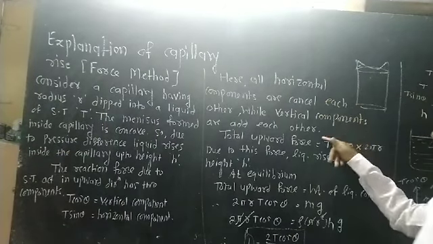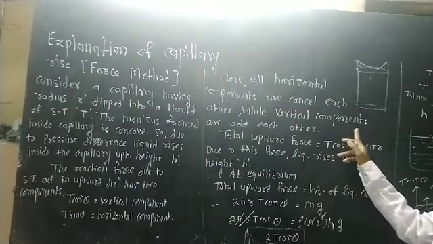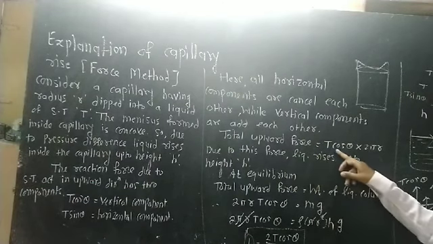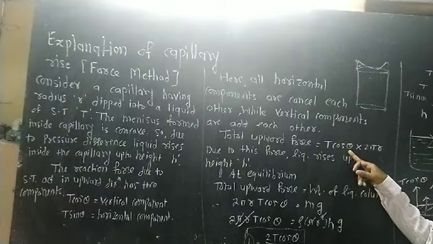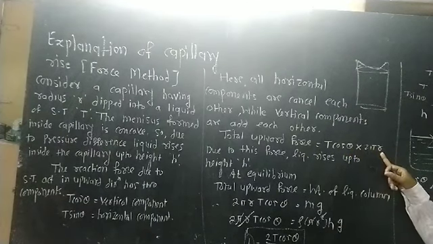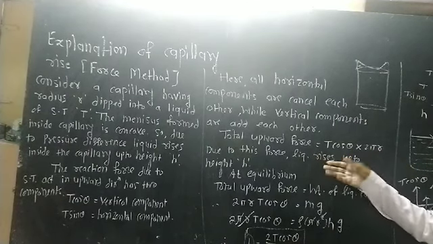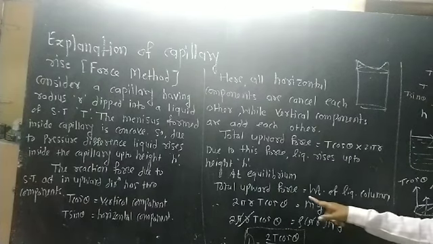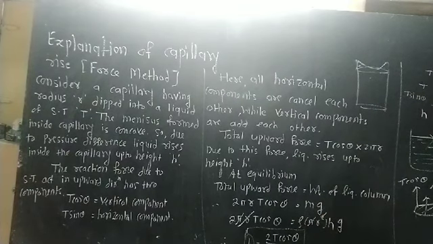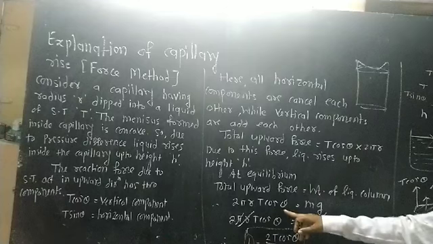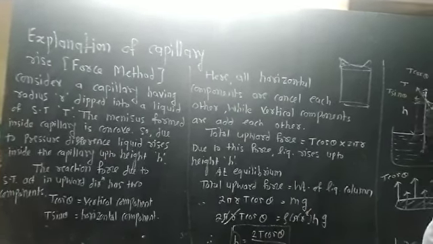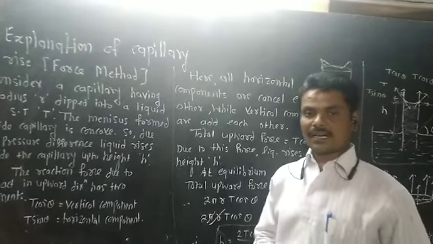Here all horizontal components cancel each other, while all vertical components add to each other. Therefore total upward force is equal to T cos theta, that is force per unit length, into total length 2 pi r. Due to this force, the liquid rises up to height h, and at equilibrium, that is when the rise has stopped, total upward force is equal to weight of liquid column, and you can say that 2 pi r T cos theta is equal to mg, and you get h is equal to 2T cos theta divided by r rho g.